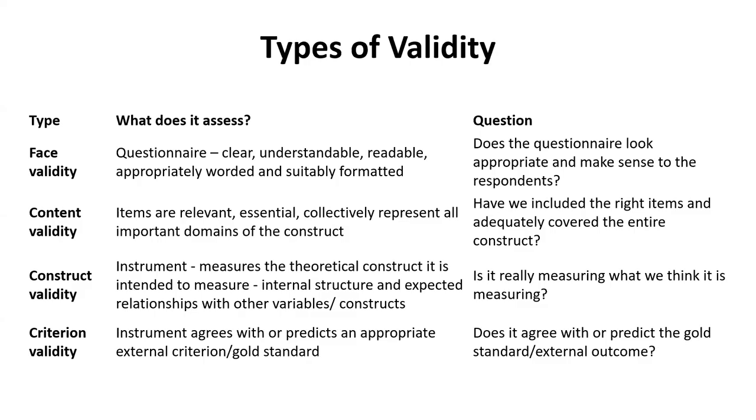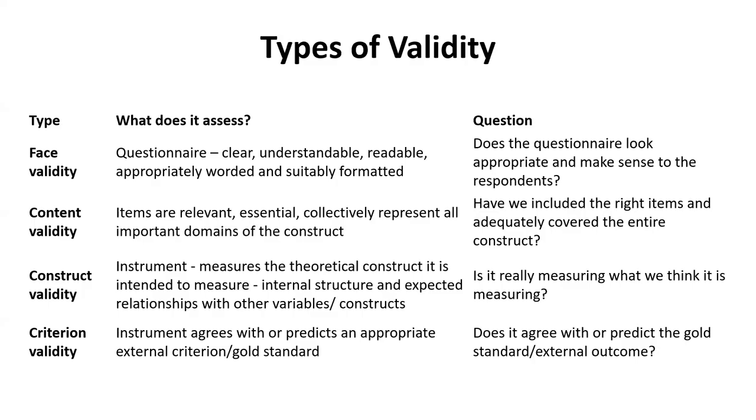The second one is content validity. Here you want to check whether the items are relevant, whether they are essential, whether they need to be kept in the questionnaire, and whether all of them together represent all the domains of the construct which you have identified through review of literature. So the question you're trying to answer with content validity is, have we included the right items, and are all the domains adequately covered with your questions?